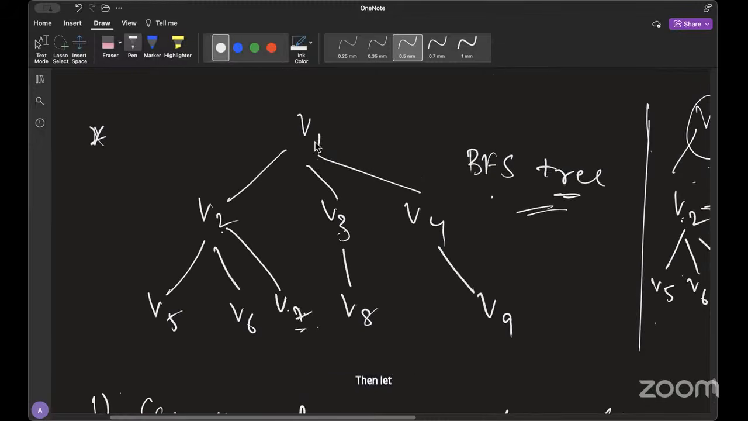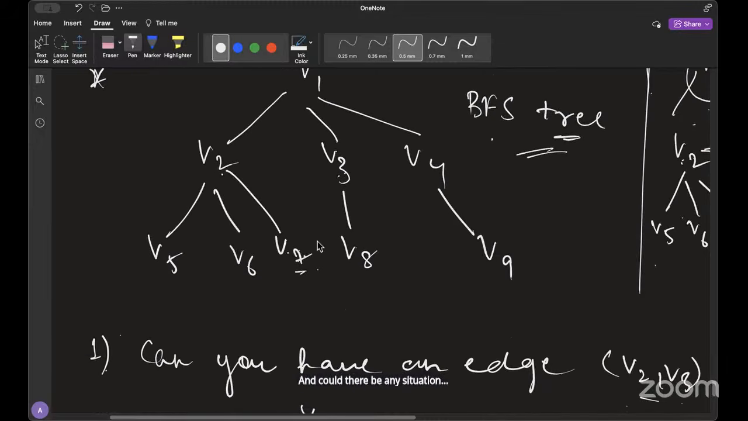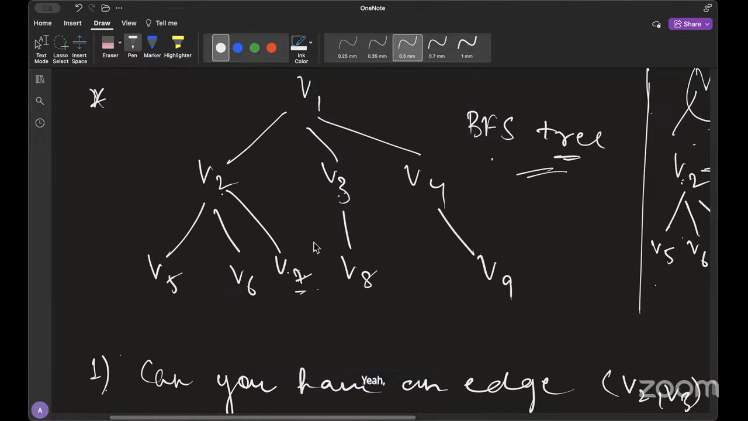Then, could there be any situation where one vertex cannot have an edge with another vertex? Like V1 and V7. If you skip one level, then you cannot have an edge there. So there's no edge from V1 to V7. Why? Because V1 and V7 are not interrelated. Interrelated as in, V1 is related to V2, V2 is related to V7, but V1 and V7 are totally disjoint in that sense.